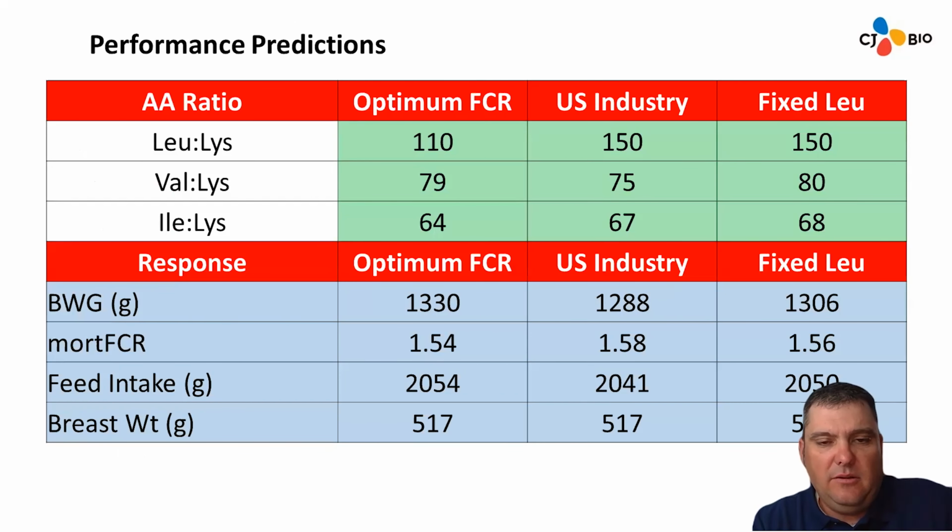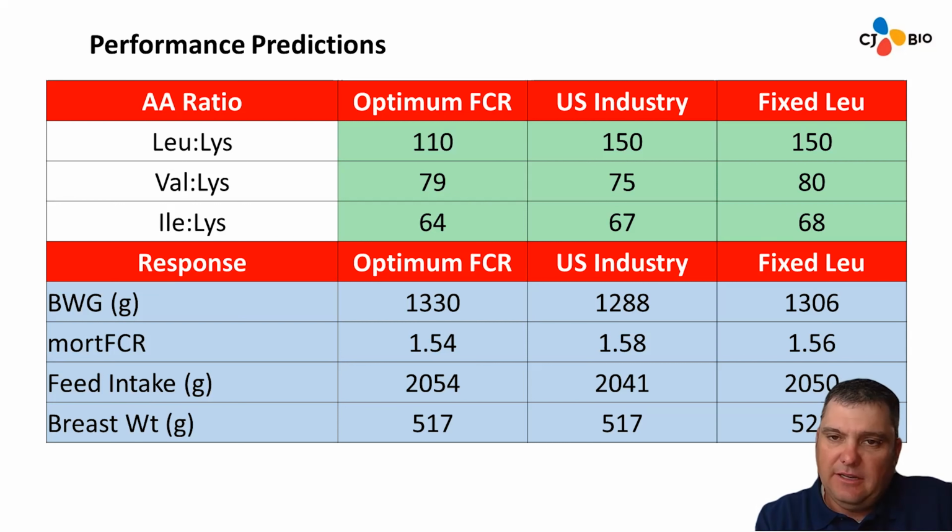Now, what we've done is we've taken the surface plots that we've generated from this experiment. We've developed a model that can basically tell you what your optimum branch chain ratio is. And so in this experiment, if we wanted to optimize feed conversion, the model suggests that we use a 110 leucine level, a 79 valine ratio, and a 64 isoleucine ratio. And our optimum response would be 1,330 grams of body weight gain, a 1.54 feed conversion ratio, and we would obtain 517 grams of breast meat.